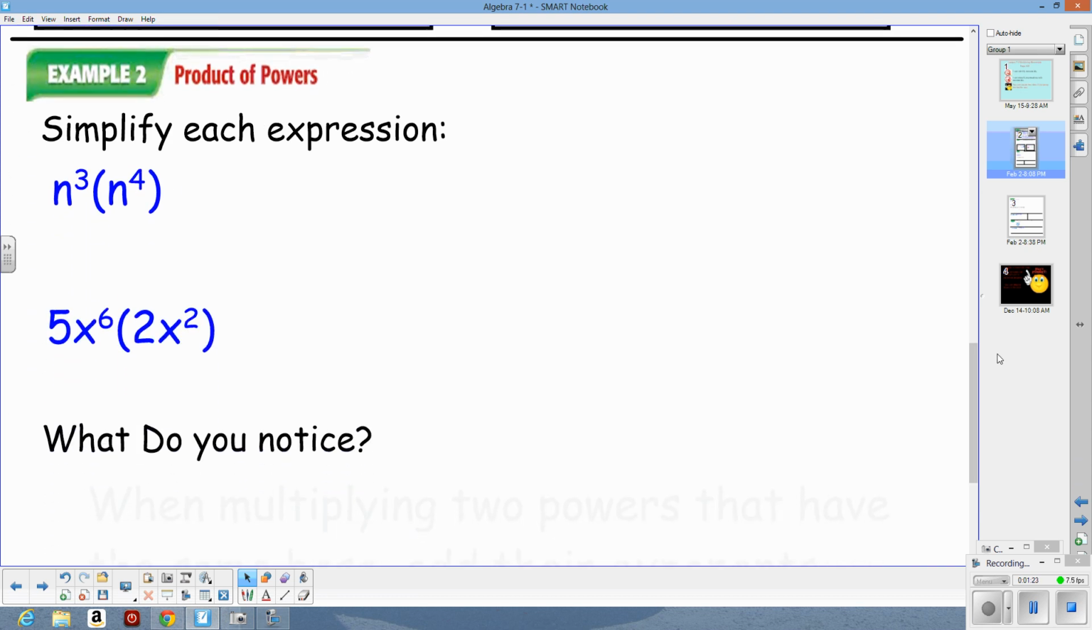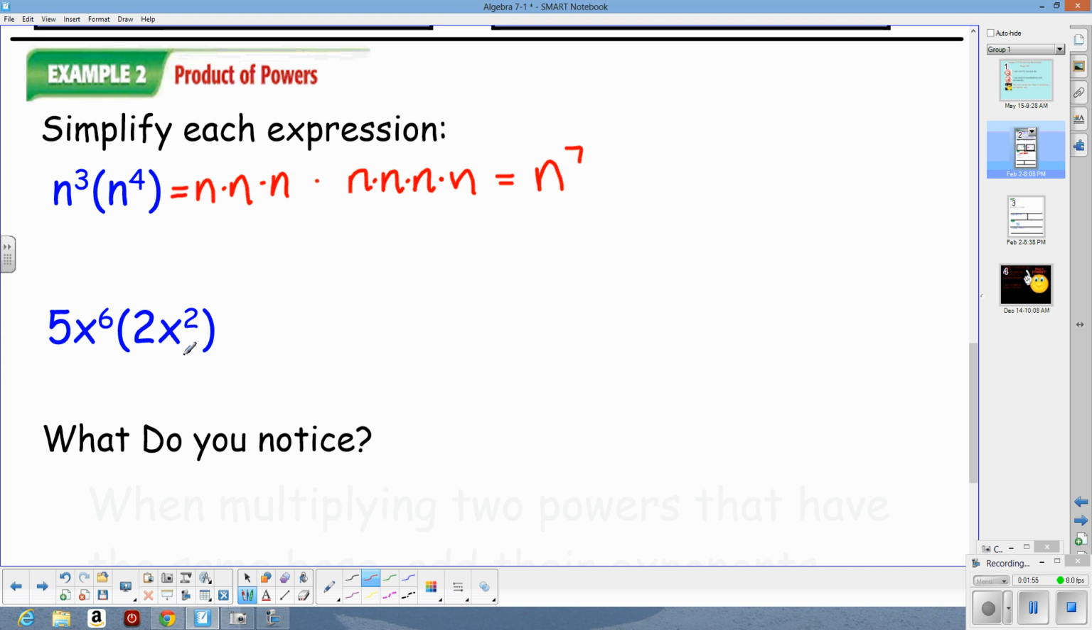In example 2, we're going to talk about product of powers. n to the third power times n to the fourth power. If we break that down, n to the third means n times n times n, and n to the fourth power is n times n times n times n. And if we multiply those two things together, we end up with n to the seventh power.